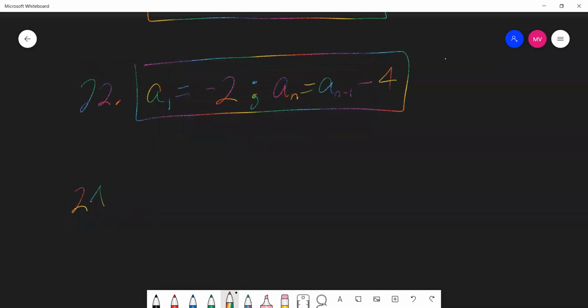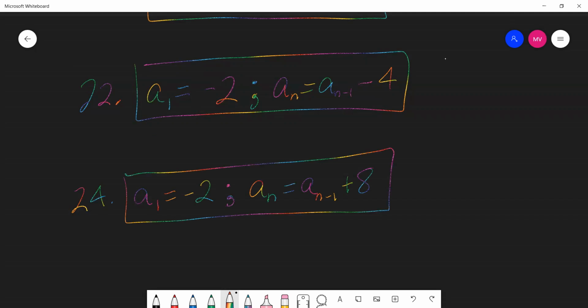All right, and then 24 is A1 equals -2. And then AN equals, or the term at position N equals the previous term. And then this one looks like it is +8. Yes, thank you. +8. So your difference is +8. So that's your recursively defined sequence.